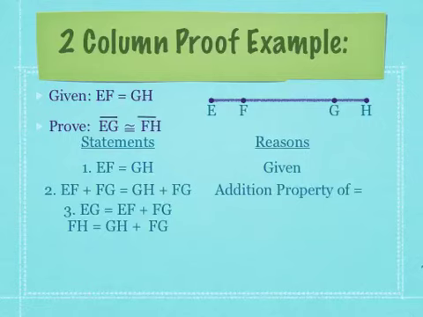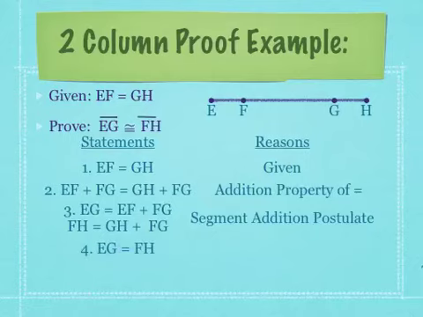So this was the segment addition postulate, the reason for statement 3. Because I know that these are equal, EG is equal to the left side, FH is equal to the right side of statement 2, I can plug in EG on the left and FH on the right because of the substitution property of equality. Now, I'm almost there.